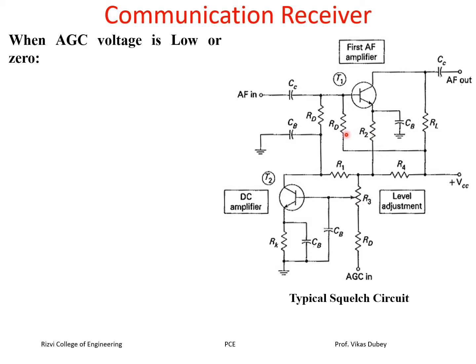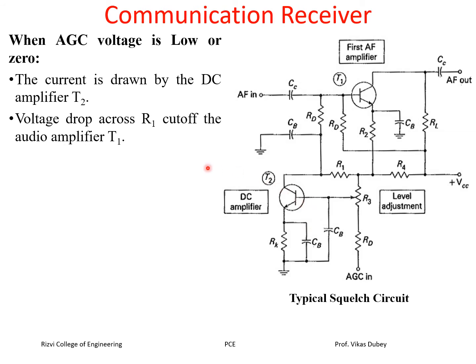Now when the AGC voltage is low or zero, when AGC is not present, what will happen? The current is drawn by the DC amplifier. So when AGC is not there, current will flow through the DC amplifier, which is T2.